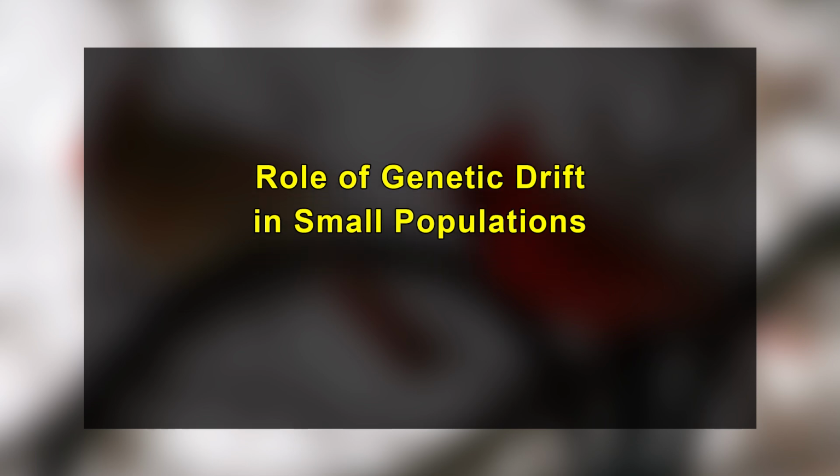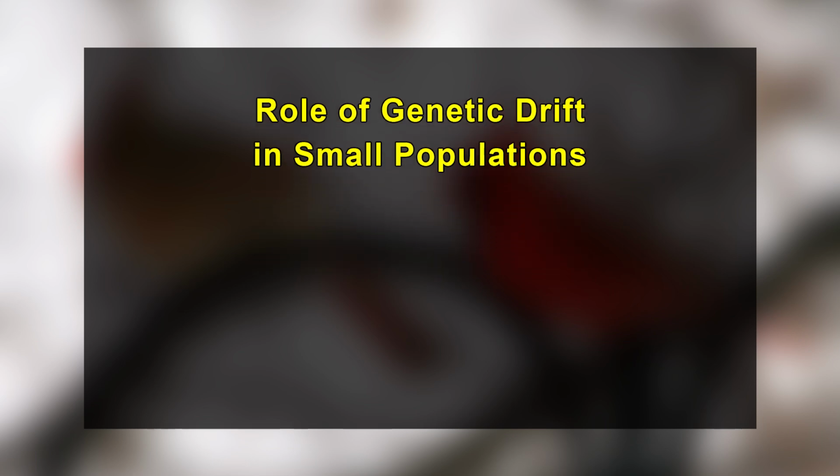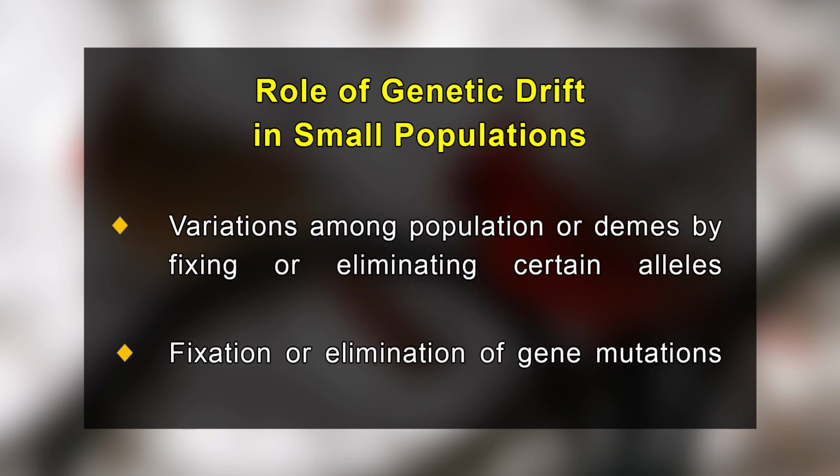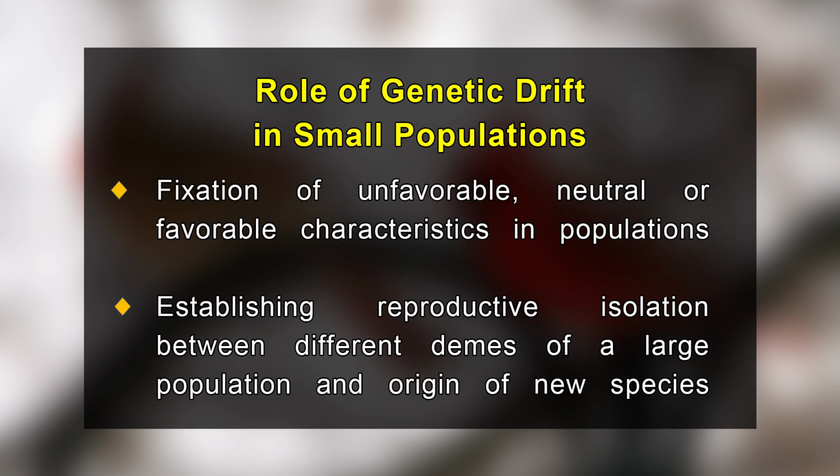Genetic drift in small isolated populations leads to variations or change among populations or demes by fixing or eliminating certain alleles. It causes fixation or elimination of gene mutations, or fixation of unfavorable, neutral or favorable characteristics in populations. It also helps establish reproductive isolation between different demes of a large population and the origin of new species.